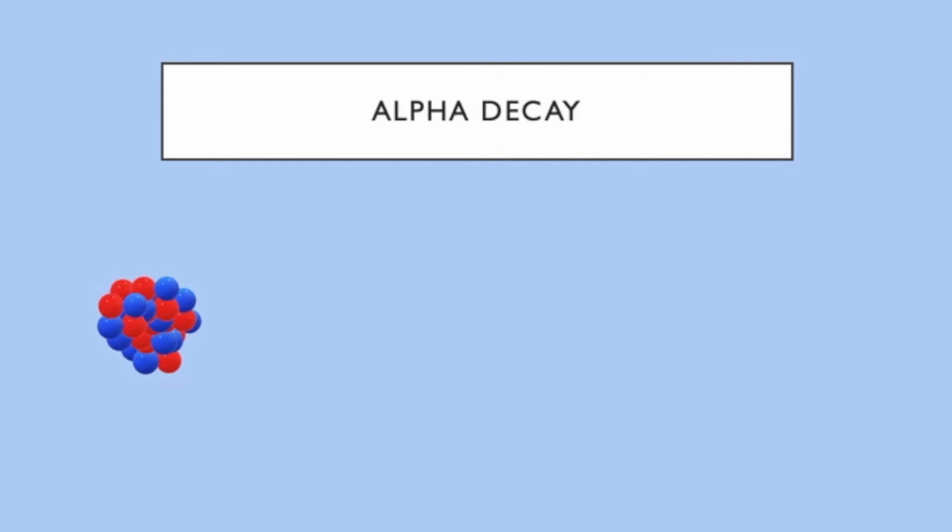And so in alpha decay, the nucleus gives off two protons and two neutrons like that, which is the same as a helium nucleus. So an alpha particle is the same as a helium nucleus, and then it gives it off, and so this nucleus here has become more stable because it's lost two protons and two neutrons. Okay, so that's alpha decay.